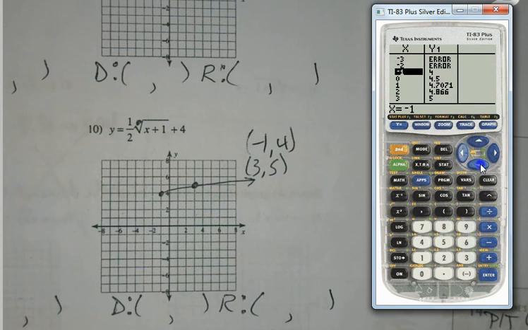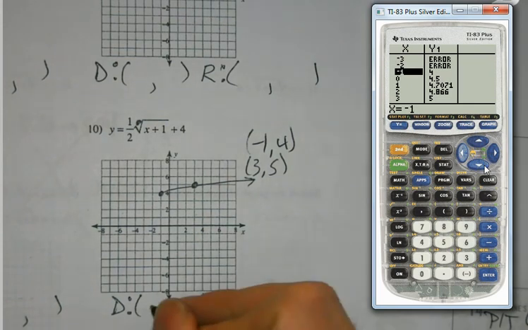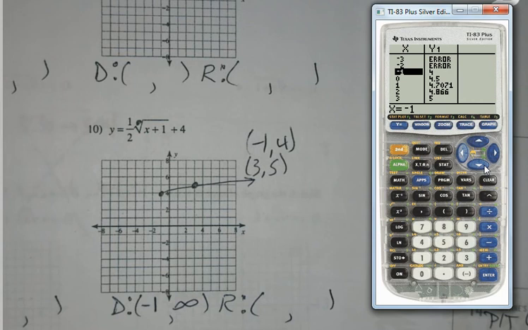So, okay, there's my error messages. So there's my domain value, my first x value, and my range value, which is just starting at my first y. Let the calculator do the work. You just have to be able to pluck information off of it is all you've got to do. And then we'll be good to go on those.